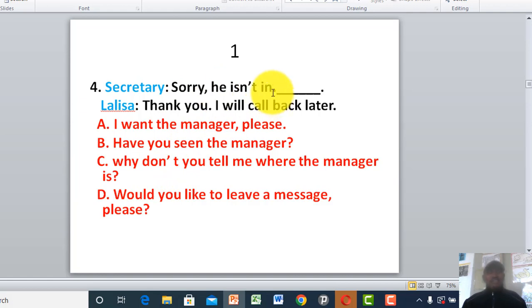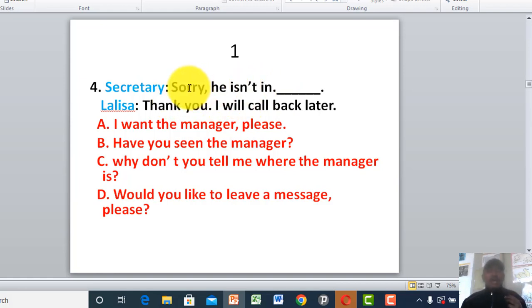Sorry, he isn't in. Would you like to leave a message, please? Thank you. I'll call back later. Appropriate expression. Would you like to leave a message? Thank you. I'll call back later. Really, because the wanted person is not in our office. The wanted person is not around. The wanted person is not in the compound. So the secretary says what? Would you like to leave a message?